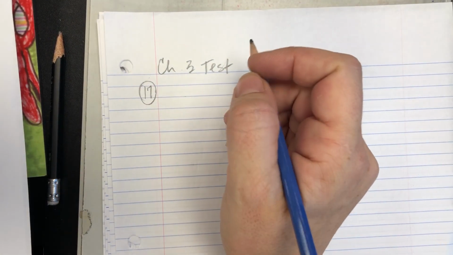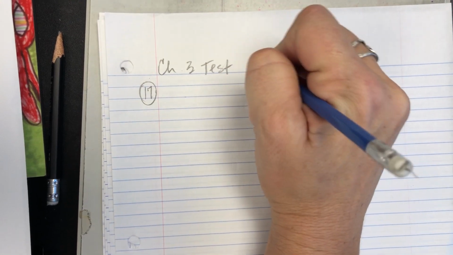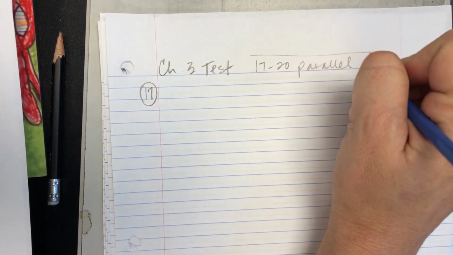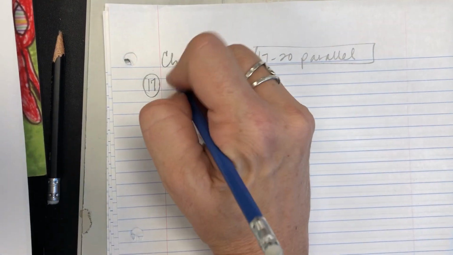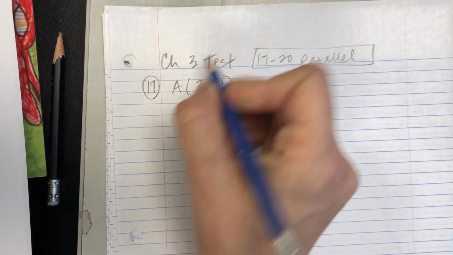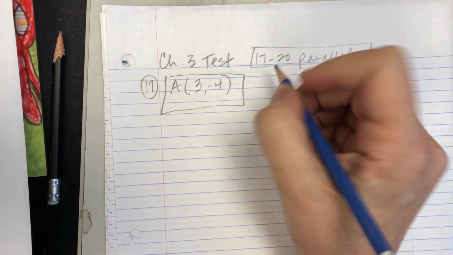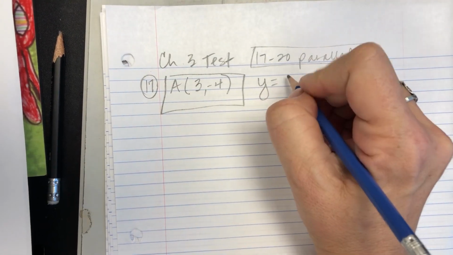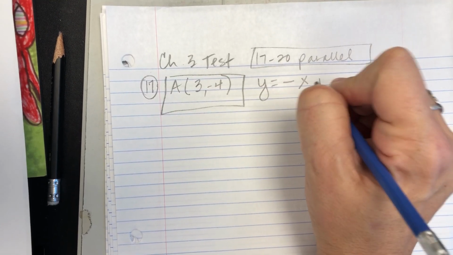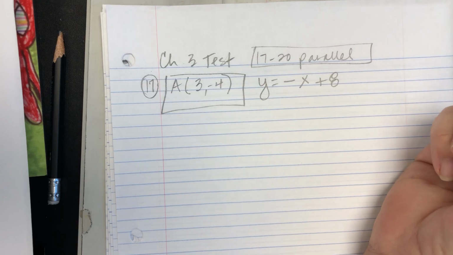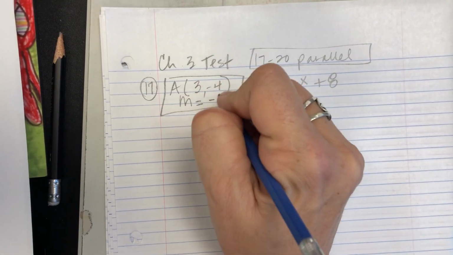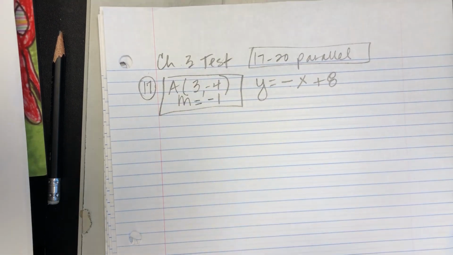17 through 20, we've got to write parallel lines. Parallel lines have the same slope. In 17, they give us a point (3, -4), and we have to write an equation for the line that passes through that and is parallel to the line y equals -x plus 8. So that tells us it's got to have a slope of -1.